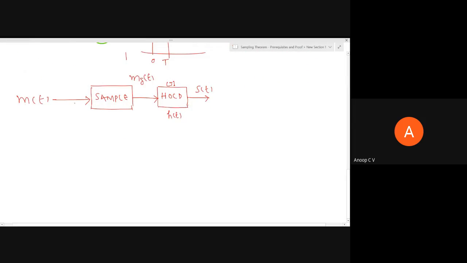Basically, if m of t is sampled, we'll get m delta of t. We have seen in previous sessions that m delta of t is nothing but the summation, n from minus infinity to infinity, of m of nTs times delta of t minus nTs. So this is m delta of t. Maybe I'll call it equation number one. Now, what will happen if I pass this m delta of t through an LTI system with impulse response h of t? The output s of t will be nothing but m delta of t convolved with h of t.